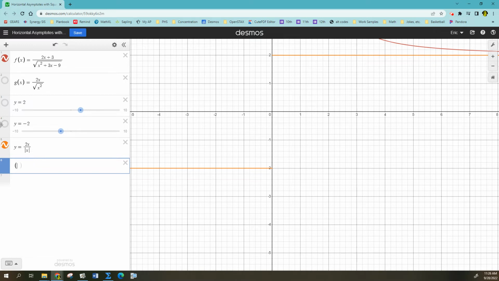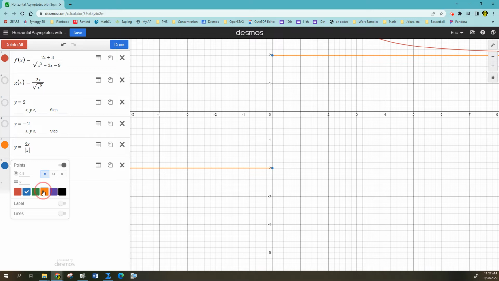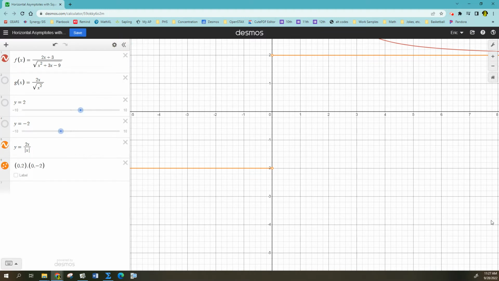So we could just graph an ordered pair. I could do the ordered pair 0, 2, and then along with that, comma, another ordered pair, 0, -2. And if I really was going to be particular about it, I would just do something like that, right? Make them orange, and I'd click the open endpoint, and that's what it should look like. Okay, yes, sir.